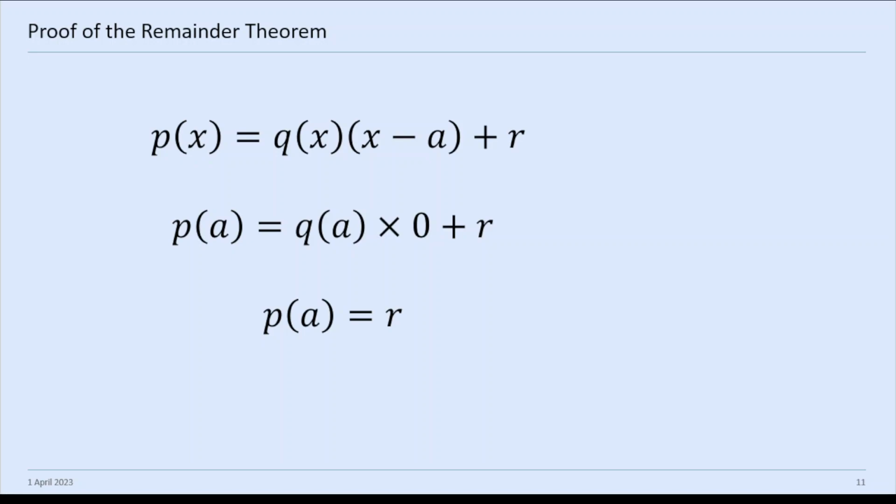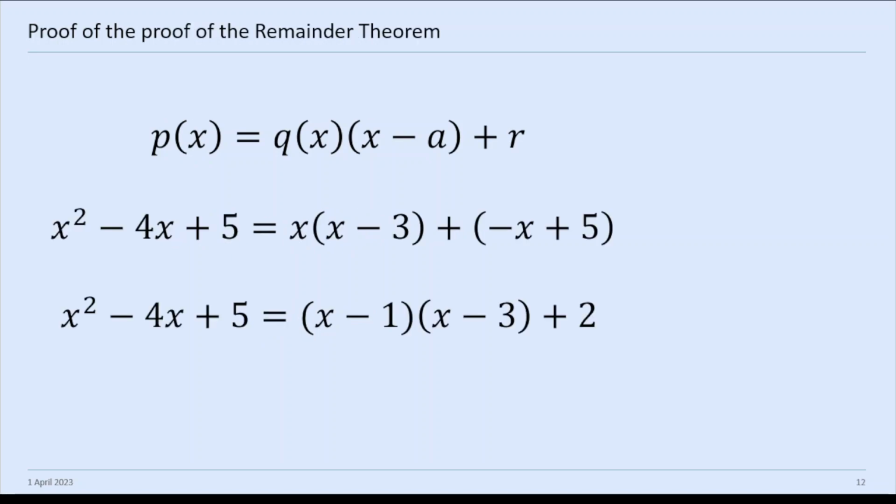But actually, that's the proof, but maybe we need a proof of the proof. Because what we need to establish is, how do we know that every polynomial can be written as q(x) times x minus a plus r? Well, let's take an example to show how this works. Let's say p(x) is x squared minus 4x plus 5.